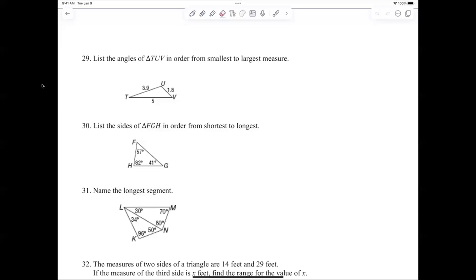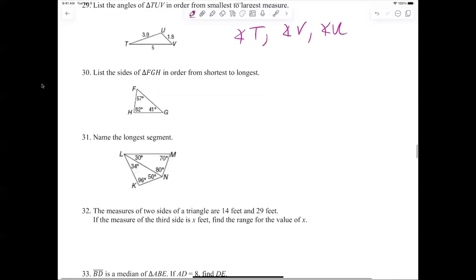List the angles of triangle TUV in order from smallest to largest. Smallest is what? Angle T, then what? And then, all right, here we go. Shortest to longest. FH.